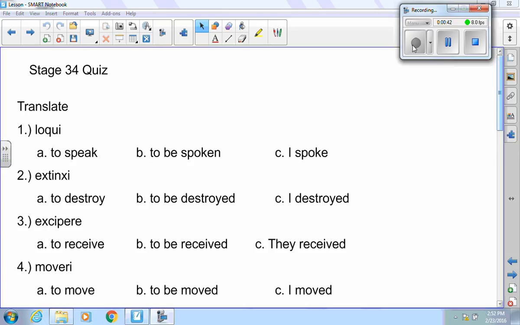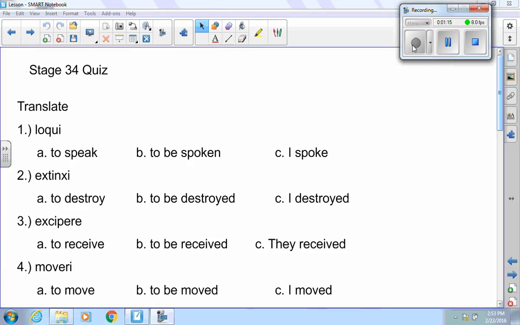So we would translate loqui as "to speak," even though it has a passive form. Extinqui, well, that is first person, singular, and perfect, so I would choose "I destroy." Even though it ends in -i, looks kind of funny, but remember -i can also be the perfect first person. Number 3, excipere, that is a regular infinitive, it is "to receive." Moveri is passive voice, it is not a deponent, it has a passive form, so I need to be using "be" and then an -ed, so I choose "to be moved."